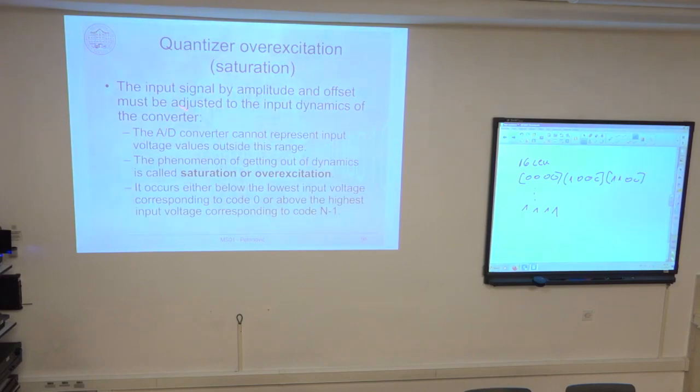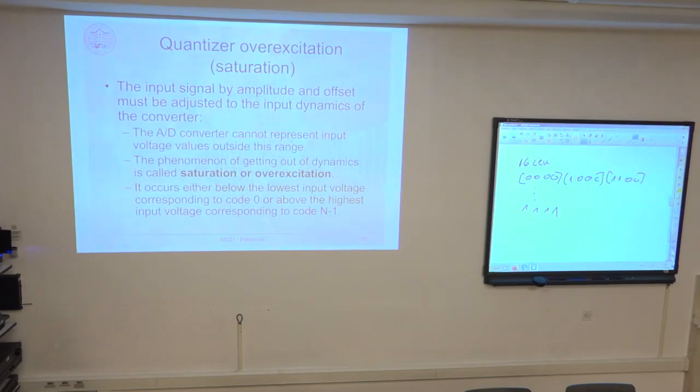The input signal must be adjusted with its amplitude and bias to correspond to this dynamic range of the AD converter. So if they say it is plus minus 1 volt around 0, then the input signal conditioning must be such that whatever the signal is, it must be converted to this range, because this is a linear part of the range that this AD converter can convert.